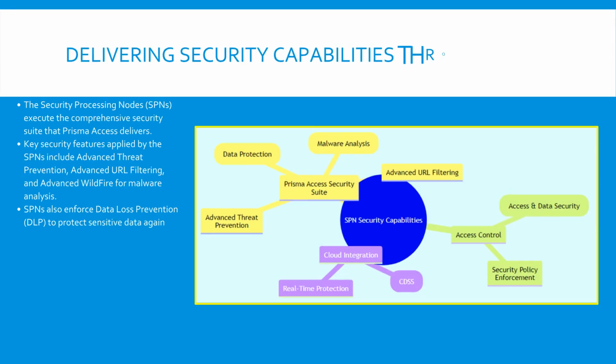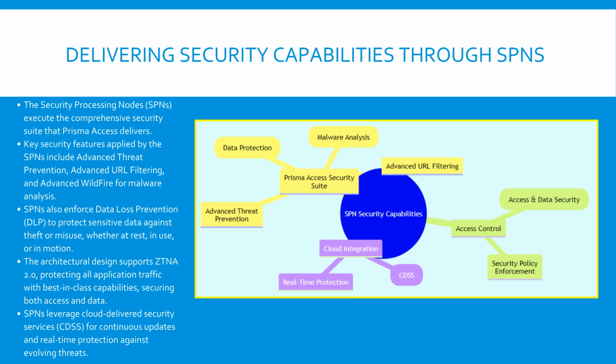Now that we understand the nodes, let's quickly detail the powerful security capabilities they deliver. The security processing nodes are the engines enforcing a comprehensive suite of security features. They utilize cloud-delivered security services, or CDSS, to provide state-of-the-art protections. These capabilities include advanced threat prevention to stop known and unknown exploits, advanced URL filtering to control web access based on site category and content, and advanced WildFire for deep file and malware analysis.